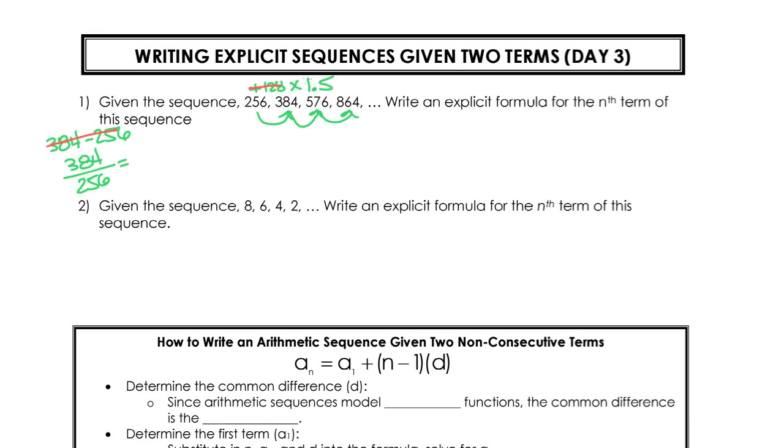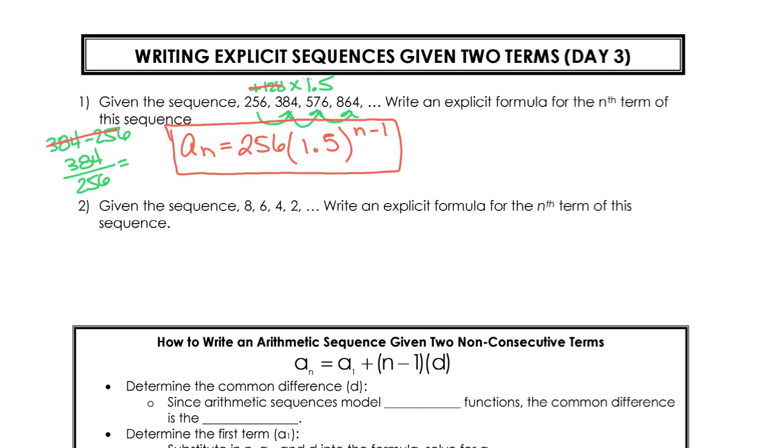So because we're multiplying, this becomes geometric. Okay, and the geometric formula is a sub n equals our first term, which is 256, times our r, which is what we're multiplying by, which is 1.5, raised to the n minus 1. And there's our explicit formula. Remember, those can't be cleaned up.